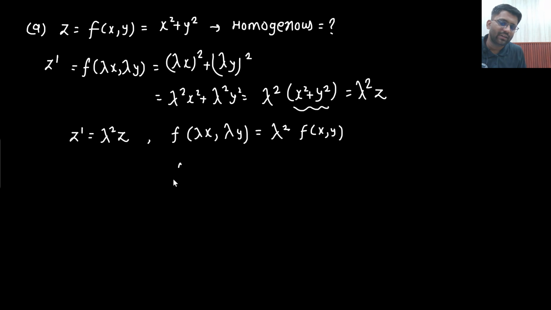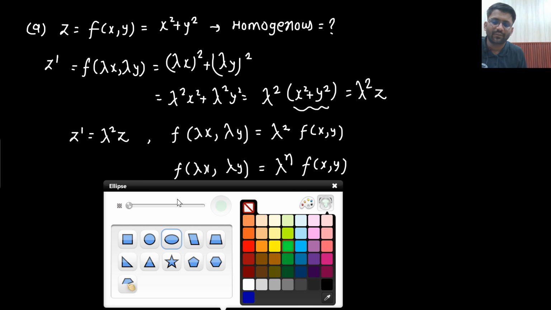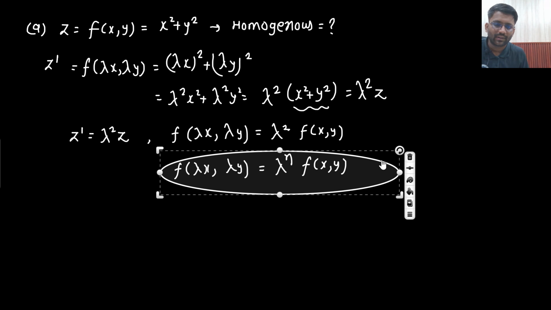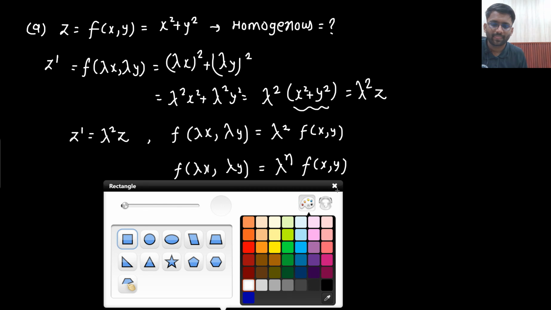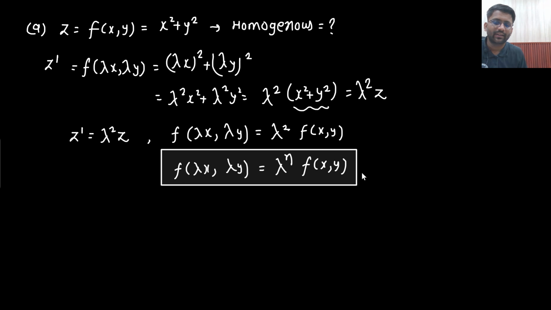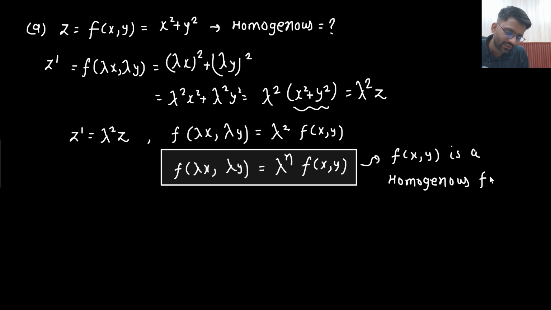So basically, lambda to the power n is coming outside. If this is the scenario you are getting, then you will say that f of x comma y is a homogeneous function of degree n. Here, lambda to the power 2 was coming out. So yes, it was a homogeneous function of degree 2.